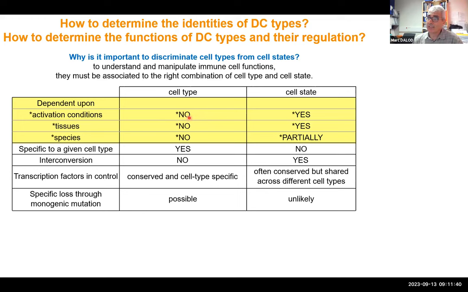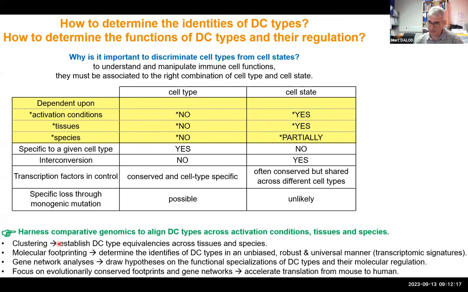So for example, a plasmacytoid dendritic cell is going to keep its core identity of plasmacytoid dendritic cell, whether it's at steady state or whether it's answering to a viral infection by making IFN alpha beta, whether it's in the spleen, in lymph node, or in the intestine. And we expect the core identity of these cells, like for a B cell or for a T cell, to be strongly conserved, whether you look at it in a mouse or whether you look at it in a human. And therefore, that's why we thought that harnessing comparative genomics would help to align dendritic cell types across activation conditions, across tissues, and across species.